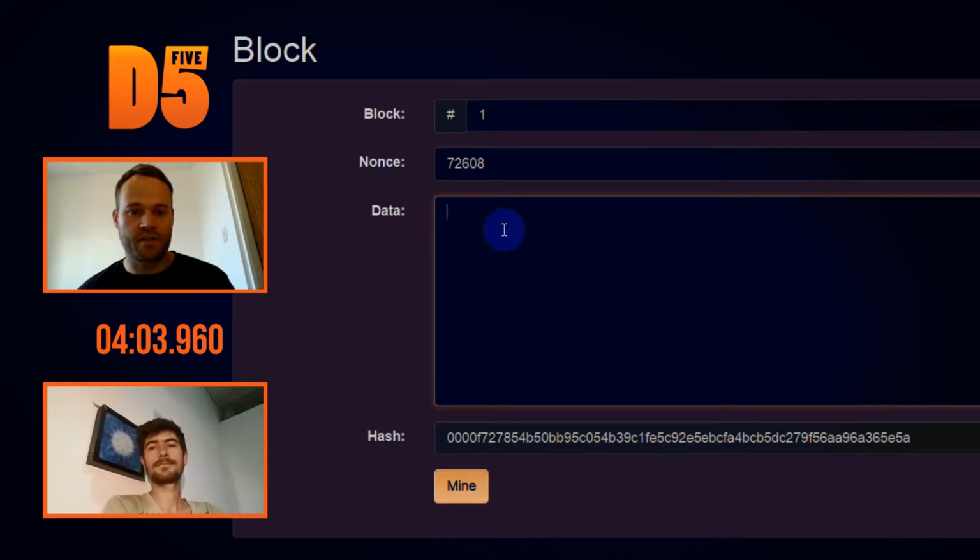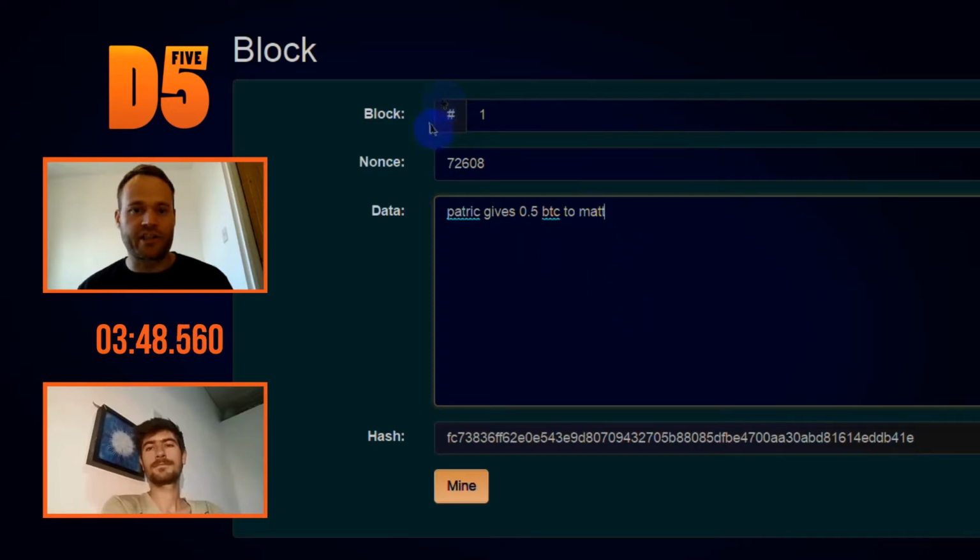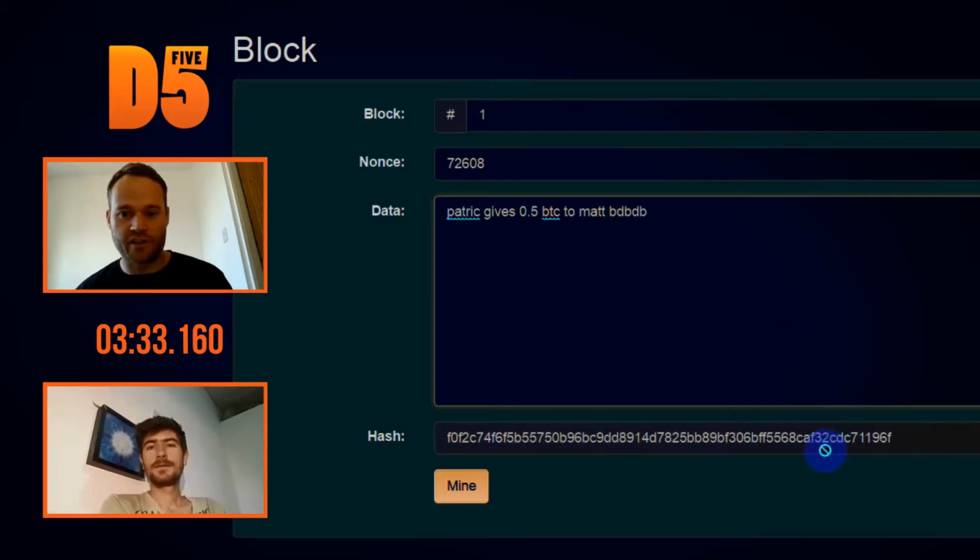So this is a block, right? You have the block number, you have the nonce, and you have the data inside. Let's say Patrick gives 0.565 Bitcoin to Matt. And you see every time I change the information, this number changes. This is the hash. And this is done by a SHA-256 hashing algorithm, which basically takes this information and spits out a number every time. And if you change the information, you change the number.